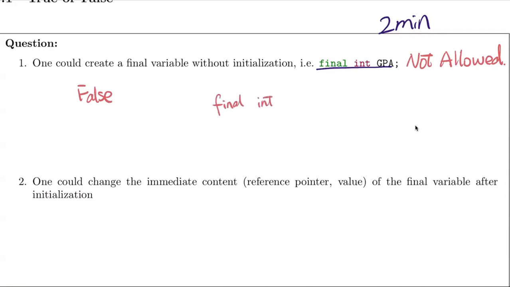int GPA equals to maybe 4.0. Oh, not 0.04. It's a little bit weird to make your GPA a final variable. Maybe after your graduation, your GPA won't change. And it's weird to make it an integer, but anyway.